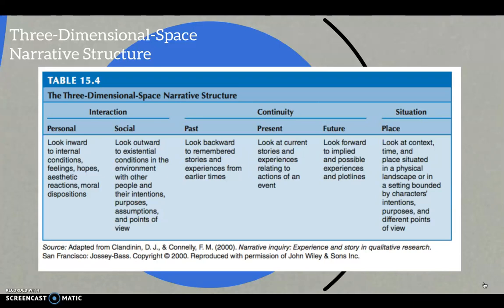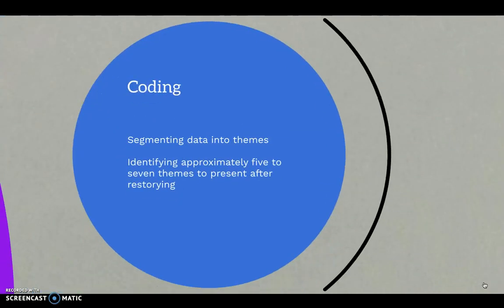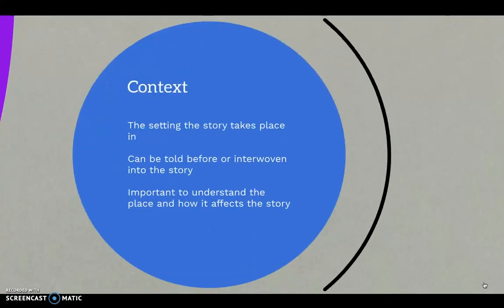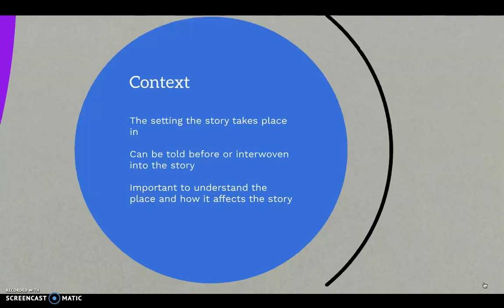Another way of considering this is through three-dimensional space narrative structure, whereby there's a continuity that's looked at in terms of past, present, future, as well as character interactions and the context. Coding occurs in that themes are segmented, and there are approximately 5 to 7 themes that are presented after the restorying occurs. Context is very important, and it can be told before or it can be interwoven into the story. However, there is a great amount of detail that is provided.